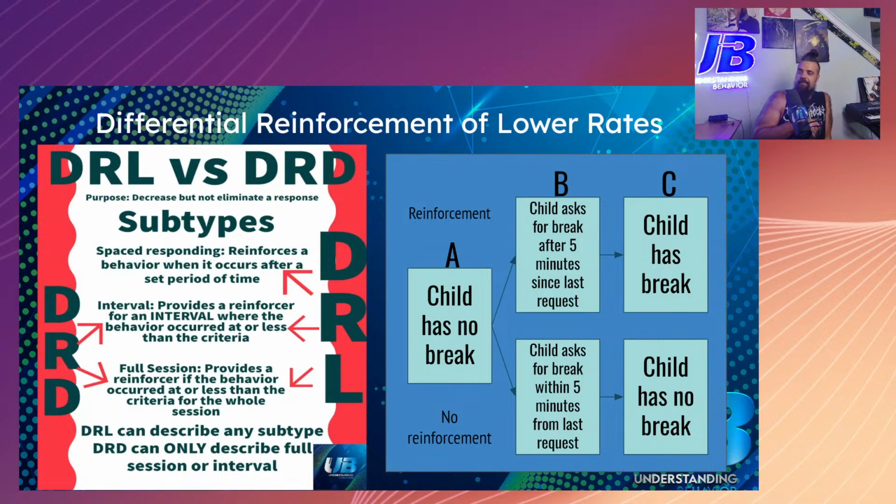Okay. Next up, we're gonna move into DRL. DRL stands for differential reinforcement of lower rates. DRO is the only one that's not really a reinforcement procedure. This one is a reinforcement procedure as well. Let's quickly go through this diagram on the right here, and then we'll talk about the different subtypes.